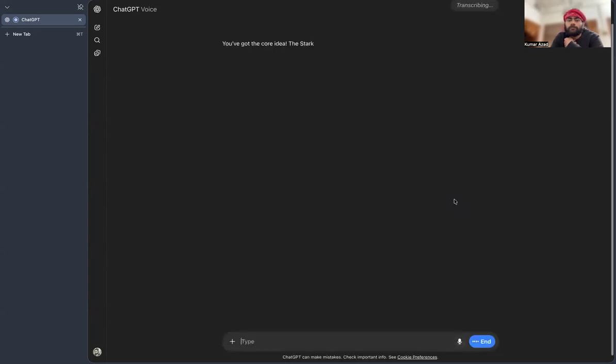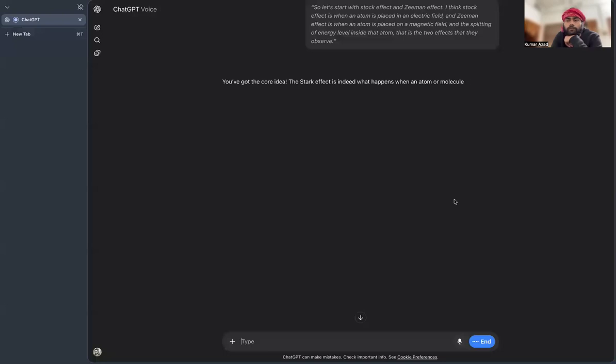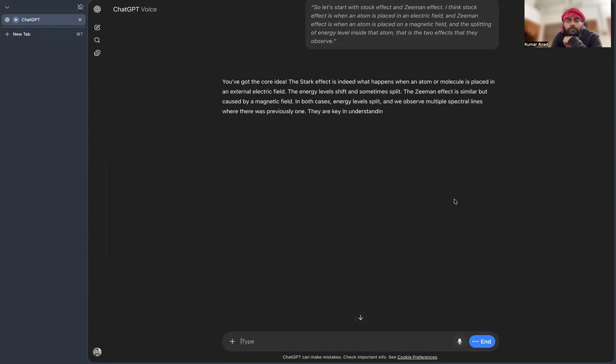You've got the core idea. The Stark effect is indeed what happens when an atom or molecule is placed in an external electric field. The energy levels shift and sometimes split. The Zeeman effect is similar, but caused by a magnetic field. In both cases, energy levels split, and we observe multiple spectral lines where there was previously one. They are key in understanding interactions between atoms and external fields.